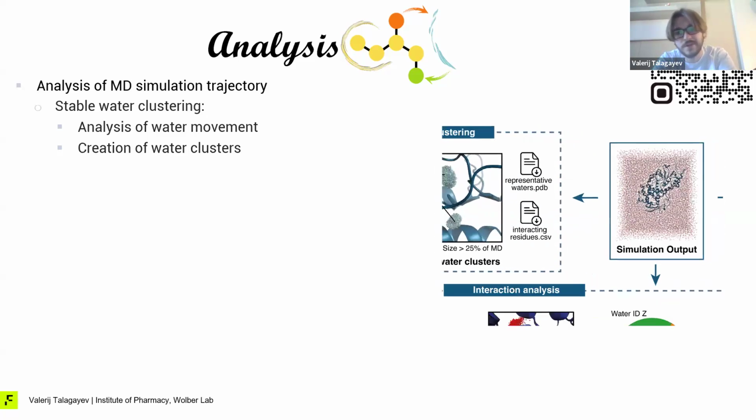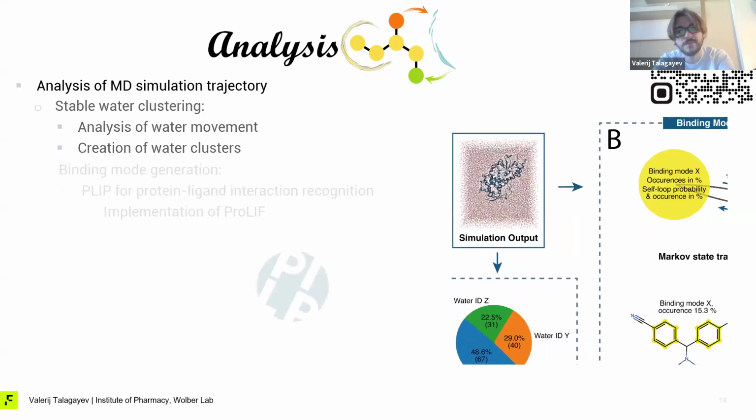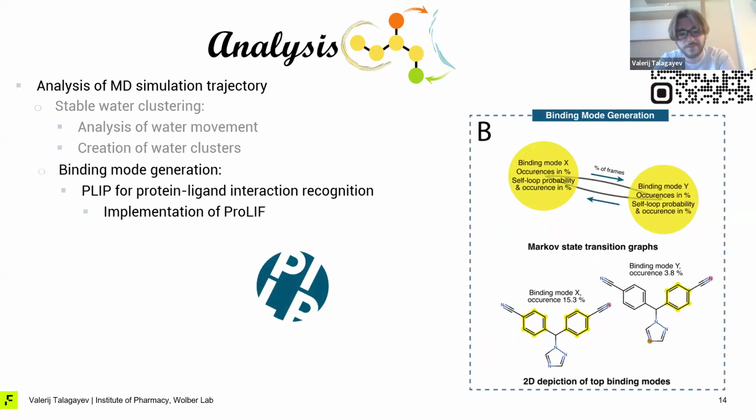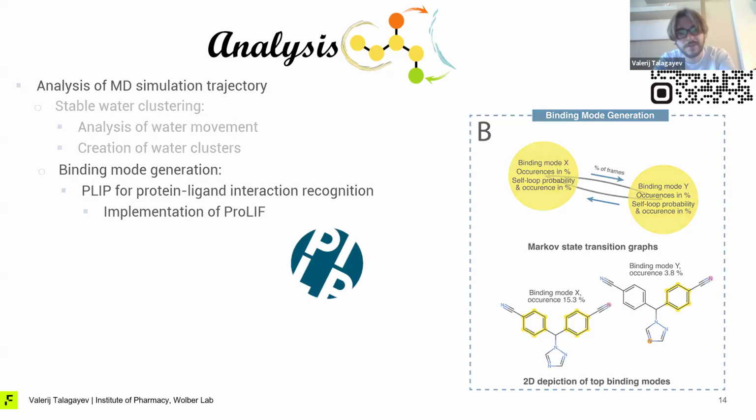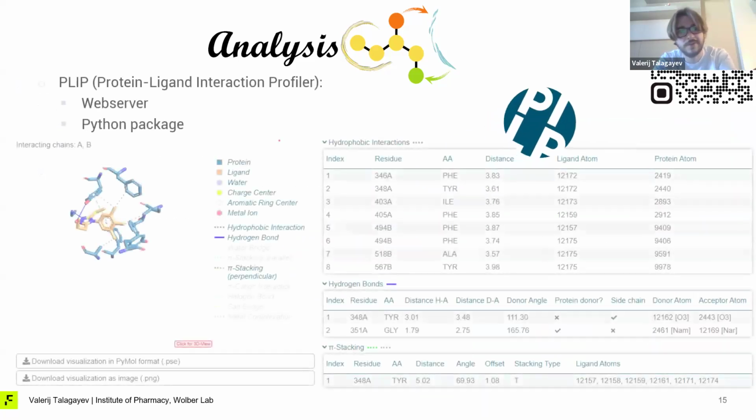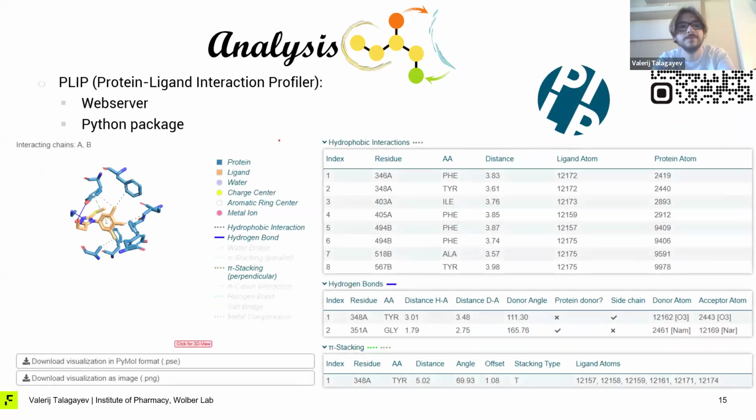Then the second part that we have is the binding mode generation, where we have the trajectory of the protein and ligand simulation, and we go frame by frame and look at the interactions. Currently we use PLIP for this, the protein ligand interaction profiler, which was created by the TU Dresden. It is either a web server that you can directly access to look at your protein ligand interactions, or a Python package, which is the one we use in OpenMDL. The Python package directly gives you the same output as you see here on this page.